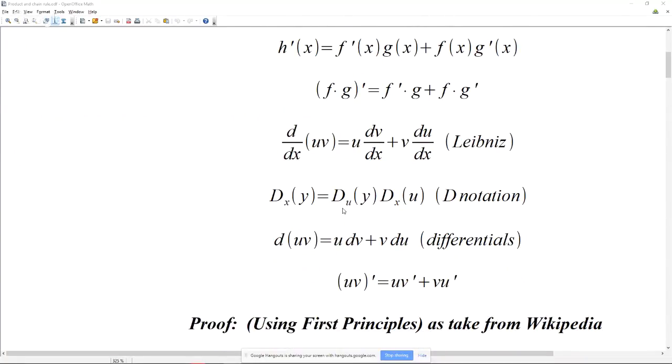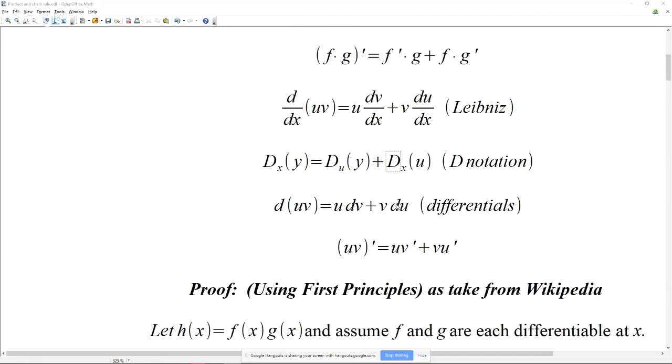But the next one is called the D notation. This is just saying D, the derivative of y with respect to x, is equal to the derivative of y with respect to u times, or multiplied by the derivative of, actually, you know what? No, that shouldn't be times. There should be plus in there, shouldn't it? Yeah, that has to be plus. Okay, so the derivative of u with respect to x.